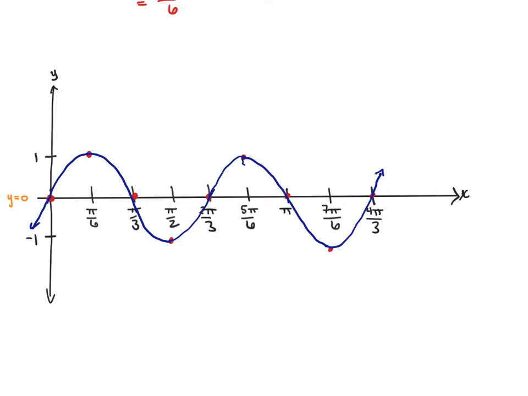So let's mark out the key things that we were supposed to say. The amplitude is 1. The period we said was 2 pi over 3. The domain of a sine function is negative infinity to infinity, and the range of this function is negative 1 to 1. We can see that graphically.